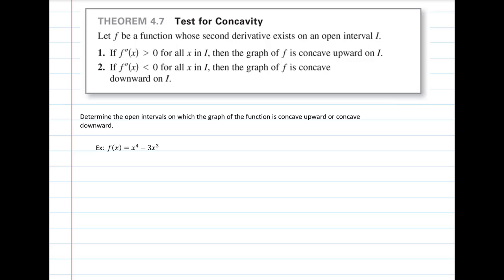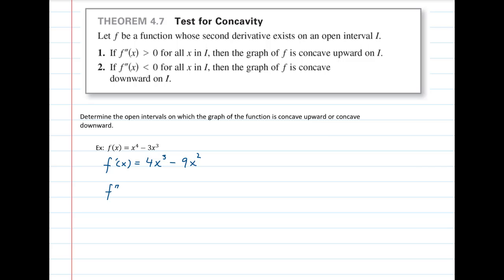So here we have an example where we're asked to determine the open intervals on which the graph of the function is concave up or concave down. And we have a nice polynomial here of degree 4. f of x is equal to x to the 4th minus 3x cubed. The first thing we're going to do to find concavity is to find the first derivative, of course. And f prime of x is going to be equal to 4x cubed minus 9x squared.